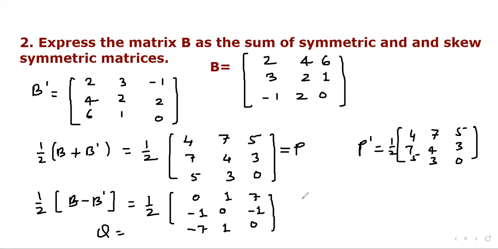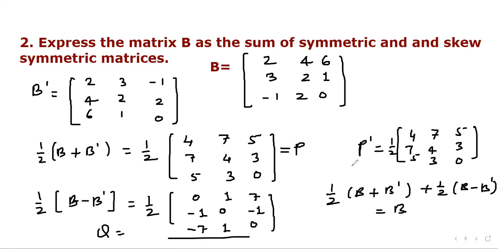Now, if we find the sum of the two matrices, 1 by 2 of B plus B dash plus 1 by 2 of B minus B dash, and we open the bracket, we will get B. And if we find the sum of these two directly, we will get this matrix 2 4 6 3 2 1 minus 1 2 0. So we can say that we can express any square matrix in the form of symmetric plus skew symmetric matrices. So our purpose is solved.